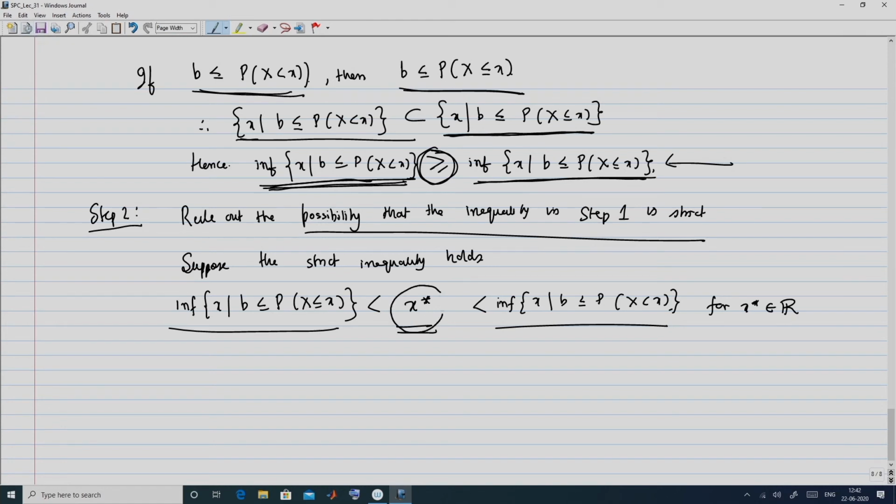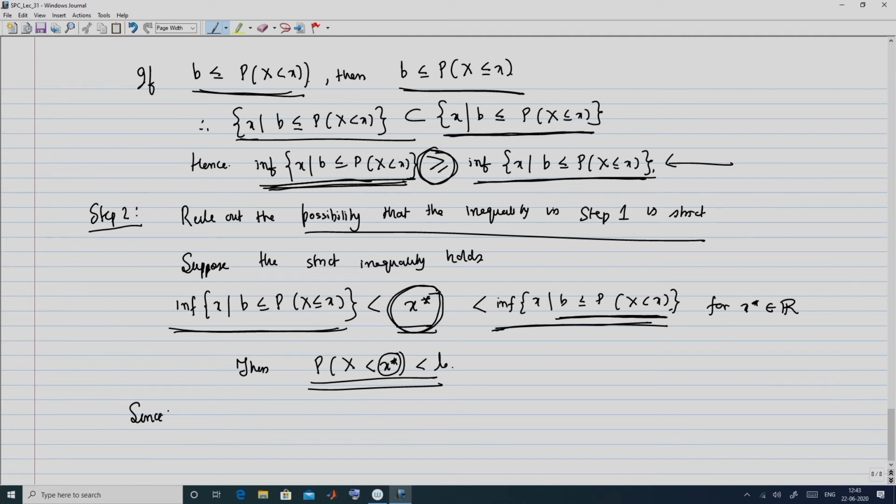Now, when we consider that this x star satisfies this property, then what do we have? Then we will have probability that X is strictly less than x star is less than b. Please remember that this x star is less than the smallest value of x which satisfies this condition. So, obviously since this x star is less than the smallest value which satisfies the condition that b is less than or equal to probability of X less than x, this x star will not satisfy that condition. So, it will satisfy the condition that b is greater than probability of X less than x, little x being equal to x star.